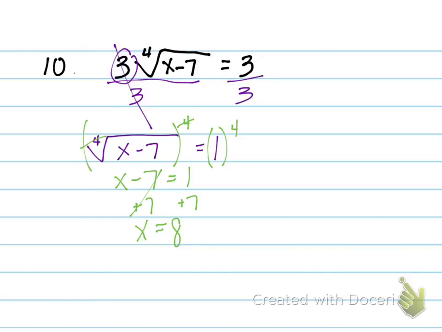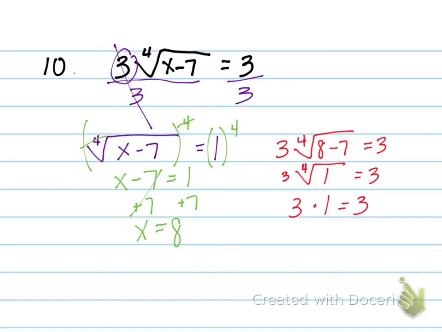Now I want to check my answer. 3 times the fourth root of 8 minus 7 equals 3. 3 times 1 equals 3. The fourth root of 1 is just 1. 3 equals 3. So x equals 8 is the right answer.